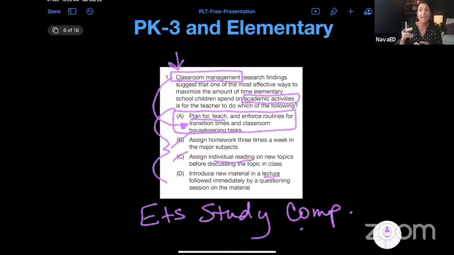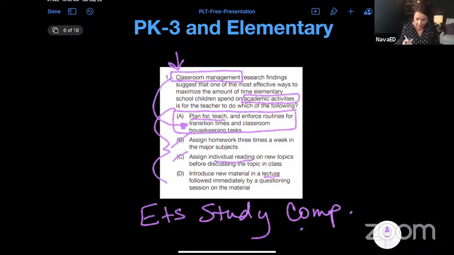because if you practice it for a week, when it's time for lab time, I'm not wasting any time talking to them about, hey, stop that. Don't poke him with the tweezers. Hey, don't put that down. Your Bunsen burner is not for burning your lab partner. We don't want that to happen. So right here, plan for, teach, and enforce routines.